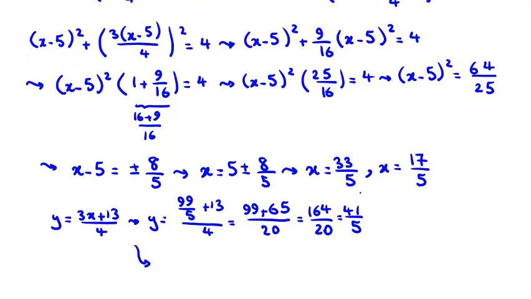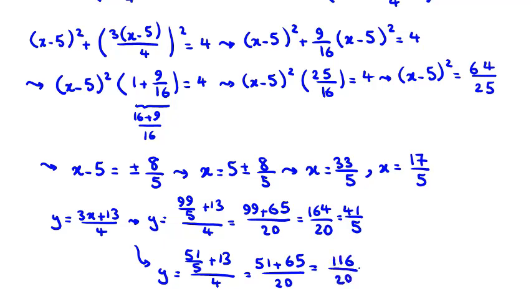The next one, x is 17 over 5. y is 3 times this, 51 over 5, plus 13, all over 4. If you use common denominator here, 51 plus 5 times 13, 65, is 116, over 5 times 4, 20. If we divide by 4, it will be 29 over 5. So here y in this case is 29 over 5.